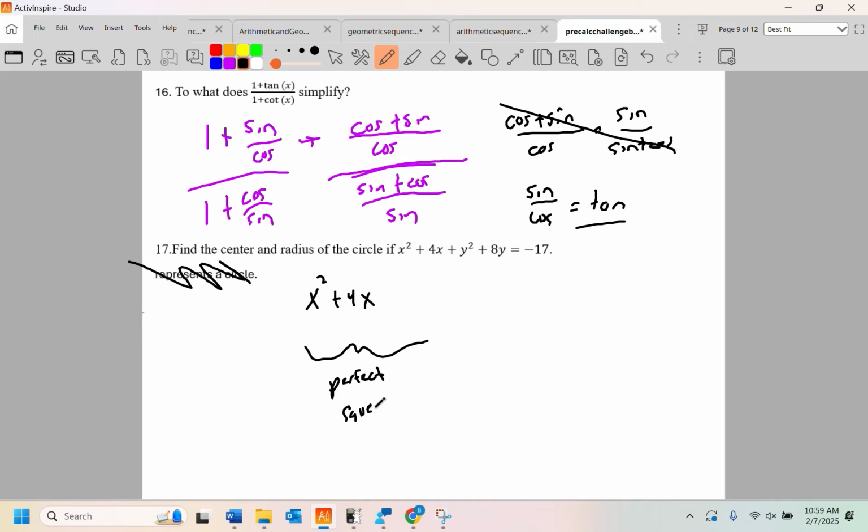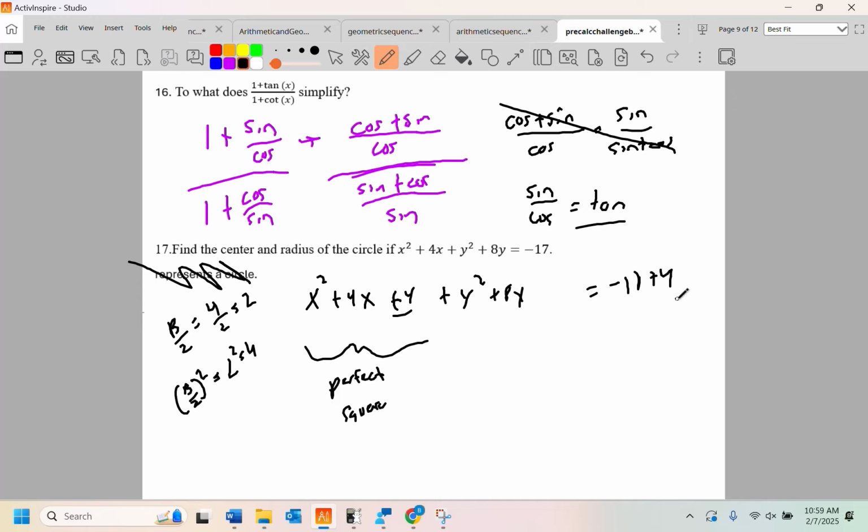I was taught to think of the number that you have to add to make it true. It's going to be 4, because you take half of b, which is 4 over 2, and you get 2, and then you square that piece. And you add it to both sides. So I added it here, and I have to add it to the right-hand side as well. If I add it to the right, I have to add it to the left.